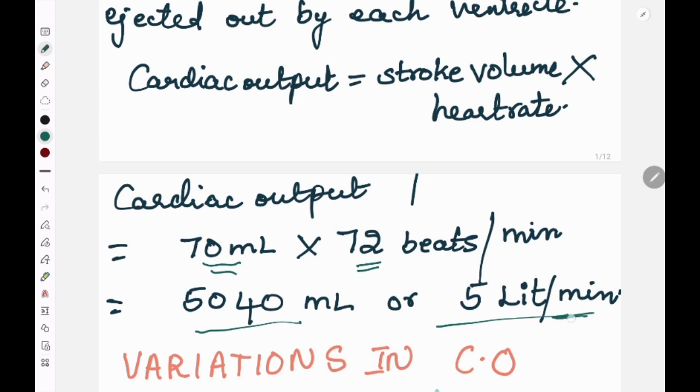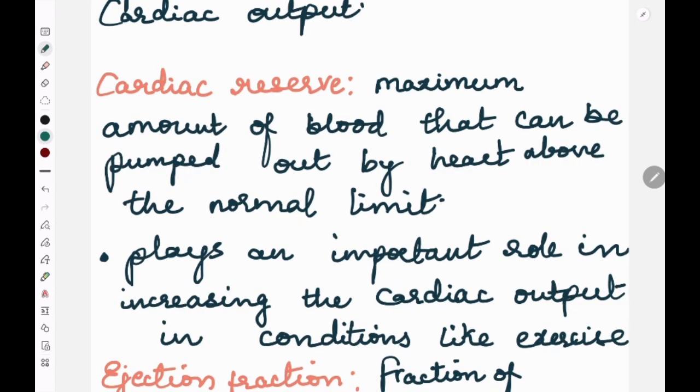So these units are very important. This is also asked in practicals. So this is about the definition of cardiac output. Then let us come to another definition, that is cardiac reserve.